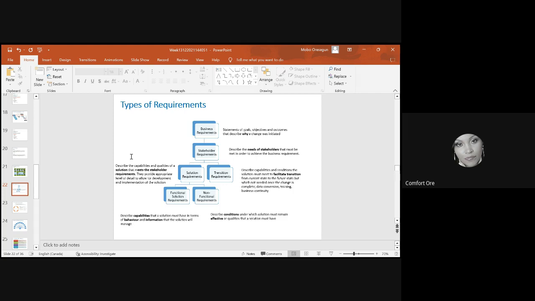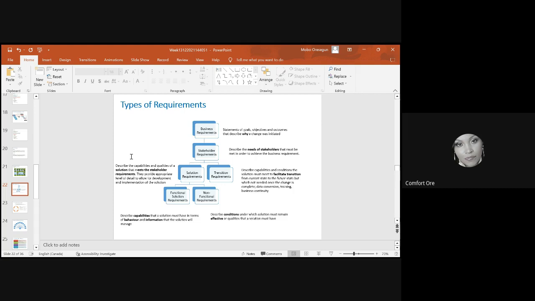Okay, and then we'll look at the solution requirements. The solution requirement describes the capability and the qualities of a solution that meets the stakeholder requirements. They provide an appropriate level of detail to allow for development and implementation of the solution. Now, the solution requirement will describe how the solution is going to perform, the capabilities and the qualities.